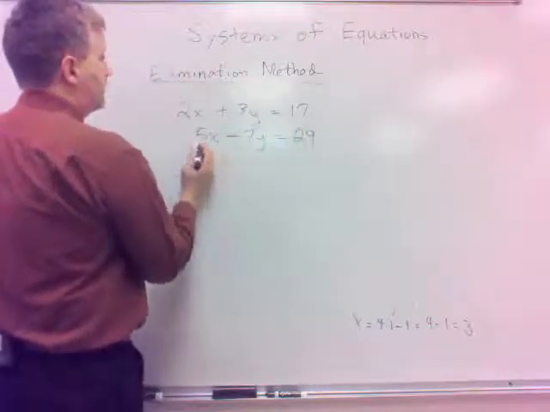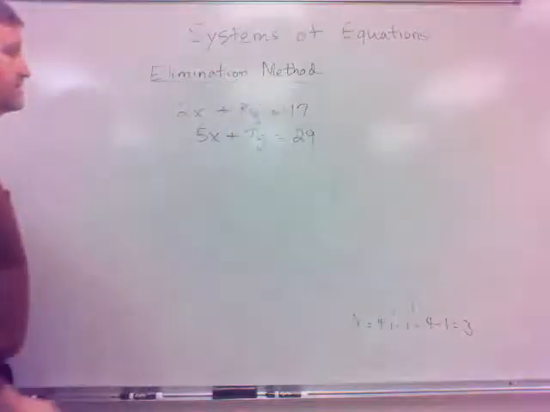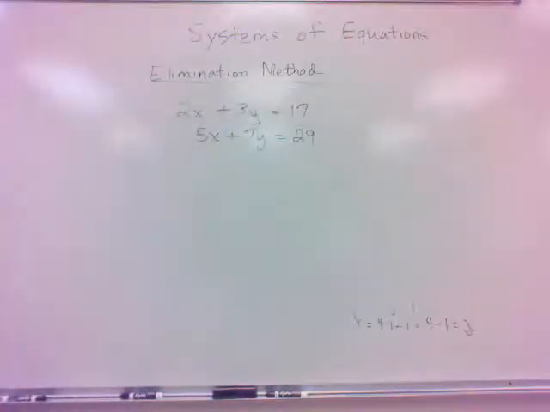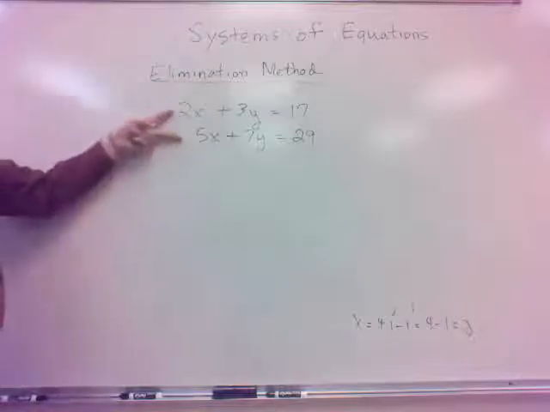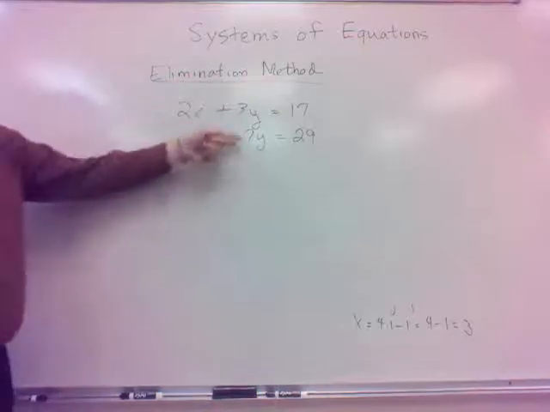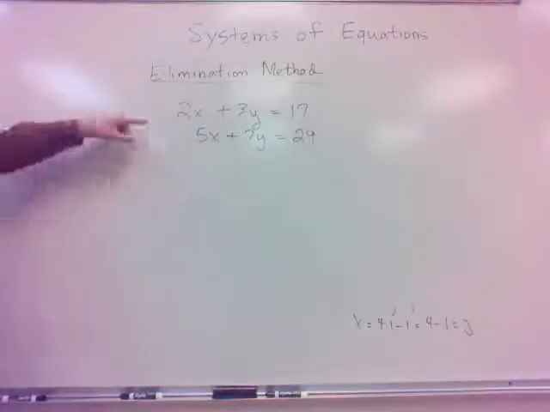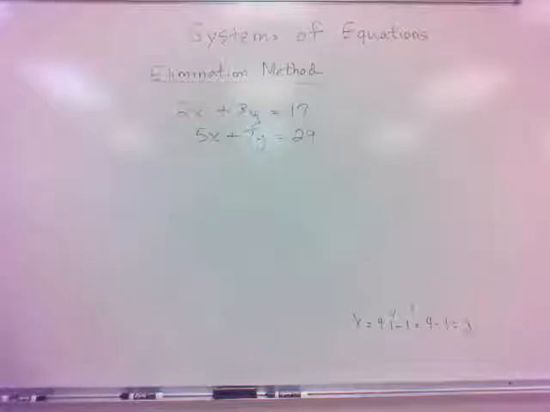Here's why. I'm looking at the coefficients of the x's and of the y's, and I'm looking at least common multiple. I'm trying to think, what least common multiple do those coefficients share? The x's, the least common multiple would be 10. The y's, 21. So that's why I'm choosing the x's, because it just has a little smaller least common multiple.